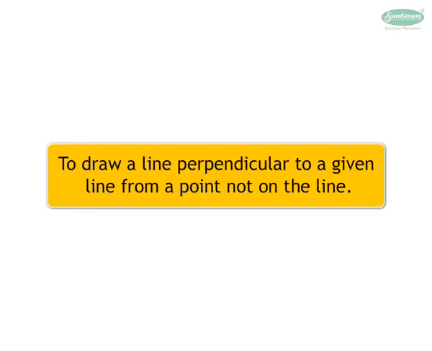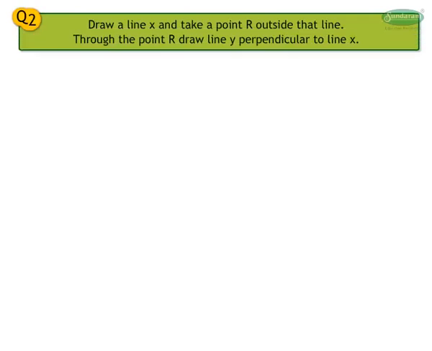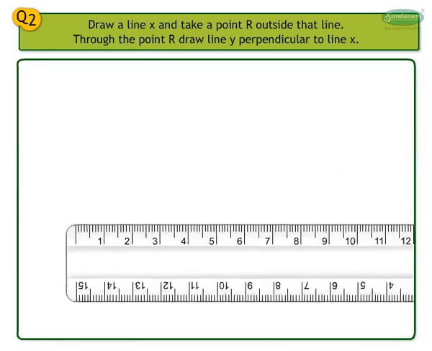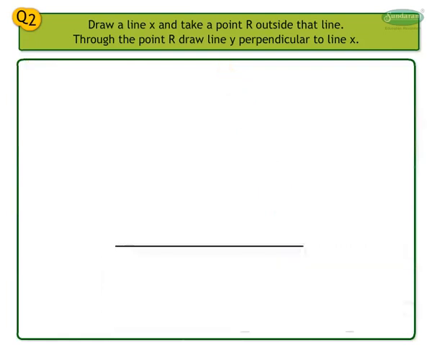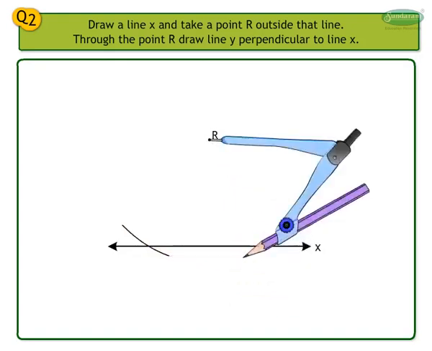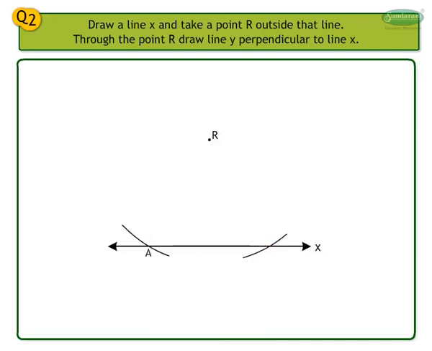We have to draw a line perpendicular to a given line from a point not on the line. Question 2. Draw a line X and take a point R outside that line. Through the point R, draw line Y perpendicular to line X. Let us see the steps of construction. Draw line X. Point R is given outside the line X. Now take R as center and a suitable radius, draw 2 arcs intersecting line X at points A and B.